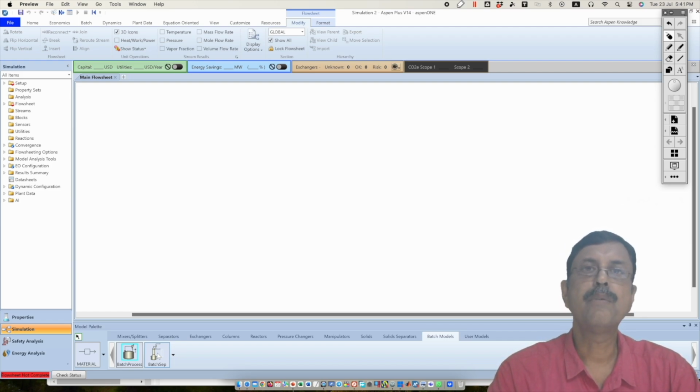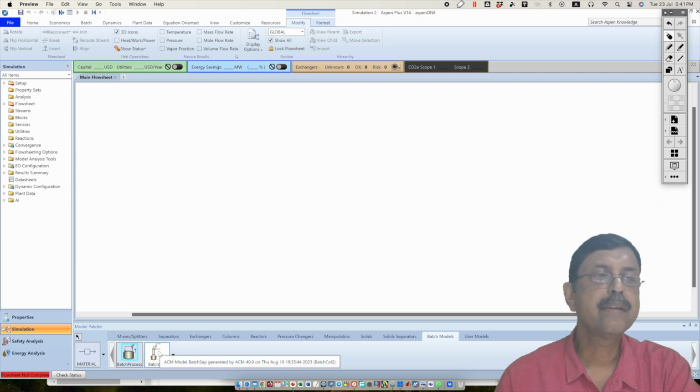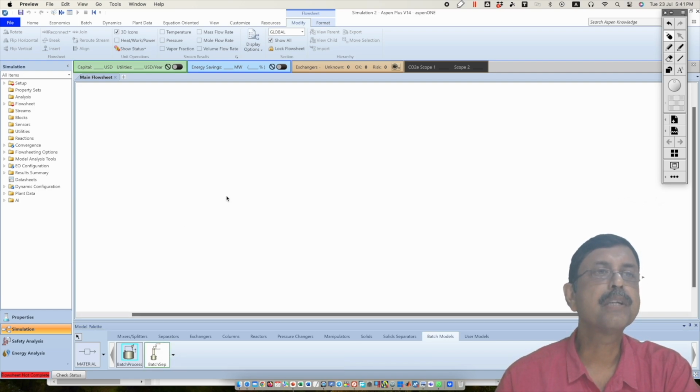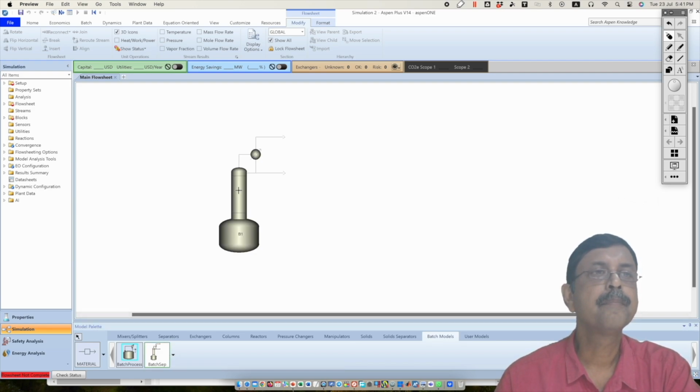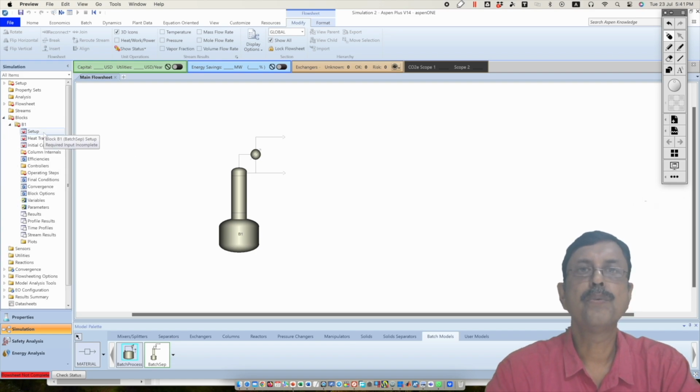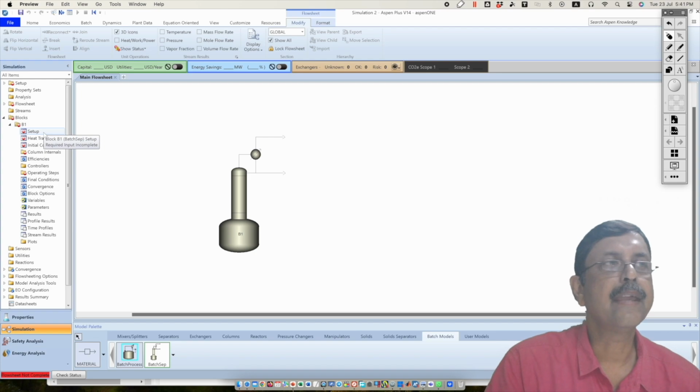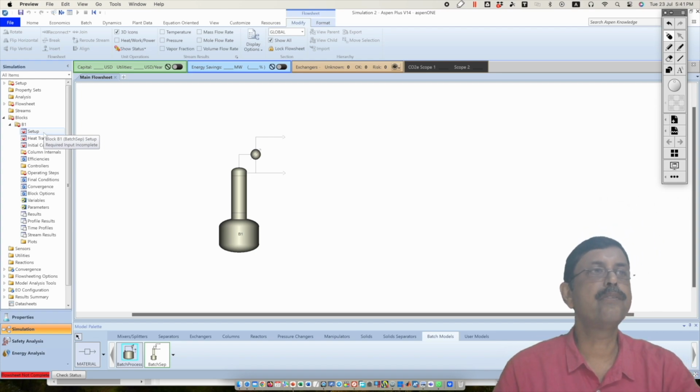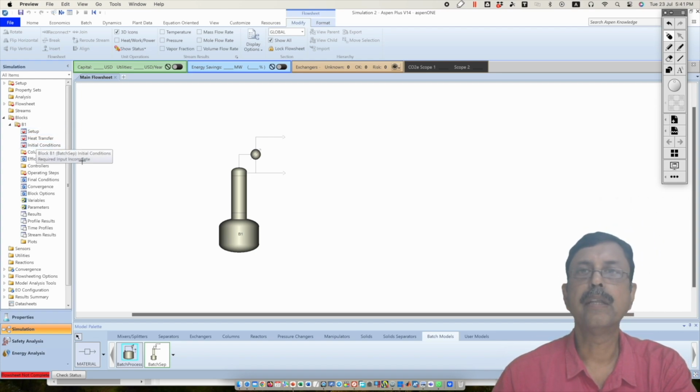Now, even without knowing the Aspen Custom Modeler and its details, we can still use it in the Aspen Plus domain, which we are going to do now. For that, we just bring in this batch separation process module over here. It will look like this, and you will find the details in the block. You have to specify various things like setup, the heat transfer, the initial condition.